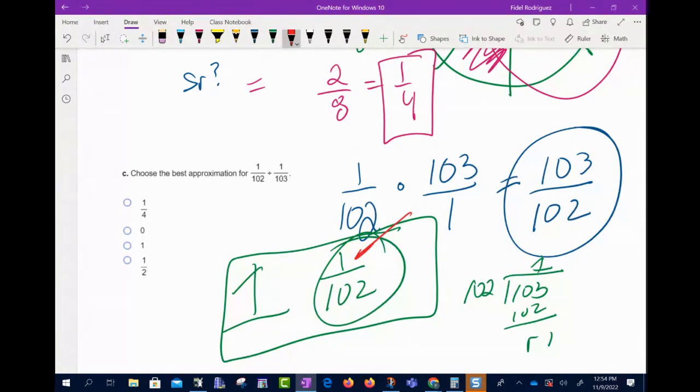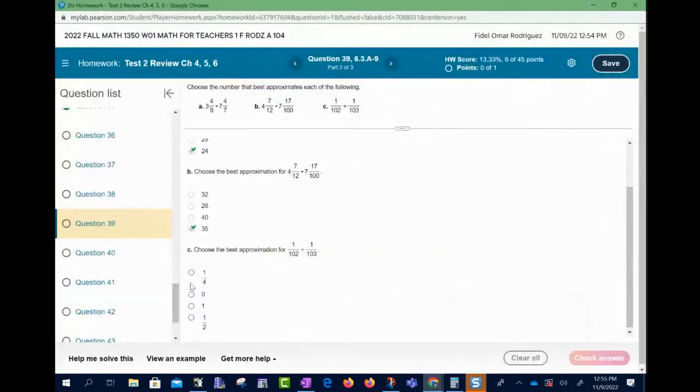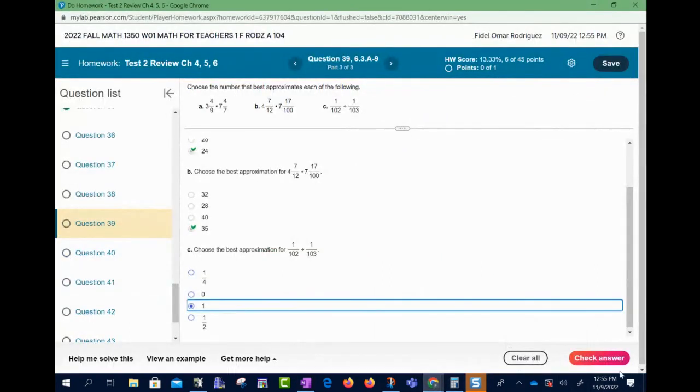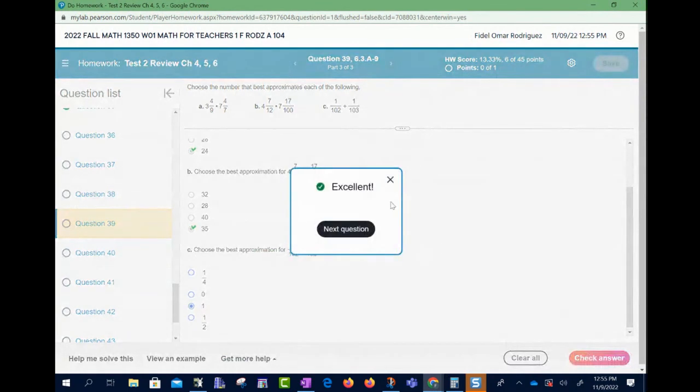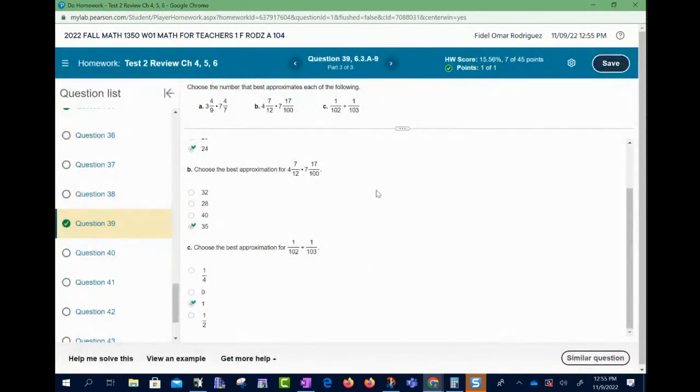Have you really put a dent in how much money you owe me? No, not at all, right? You give me $1 out of 102. It's like you haven't really done much yet. So what am I left with? The number that I have in front, which in this case is a 1. So I'd come back over here and I'd say, you know what? My answer here is much closer to 1. Right? There we go.